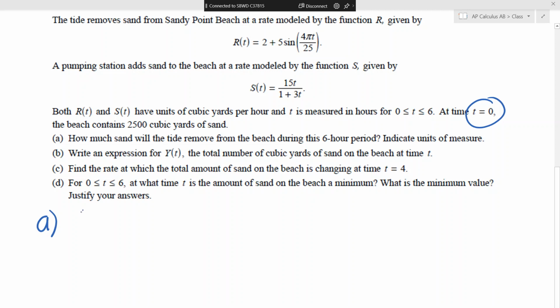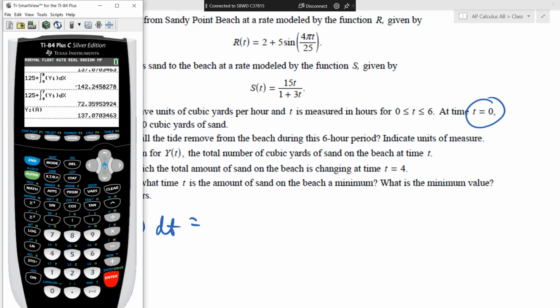So on your paper, you're going to write integral from 0 to 6 R of t dt equals. Okay? Anytime you do an integral on your calculator, you got to write it on the paper because you get points for writing out the integral. All right? So we're going to put in 2 plus 5 sine of 4 over pi t. The calculator is going to use x. It does not matter what letter it is. The calculator doesn't know what letters are. It's just using it as like a placeholder.